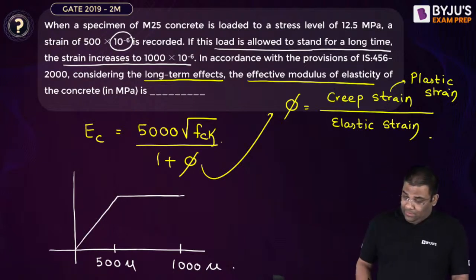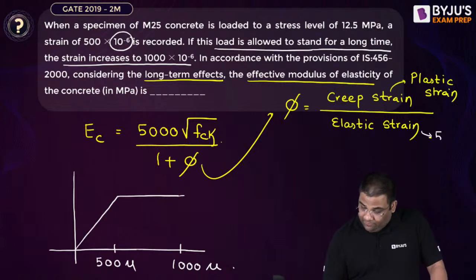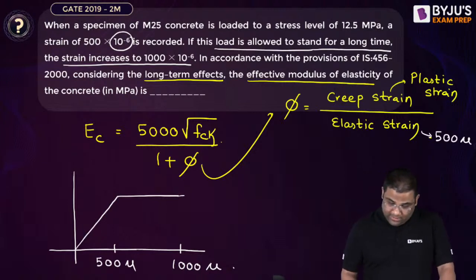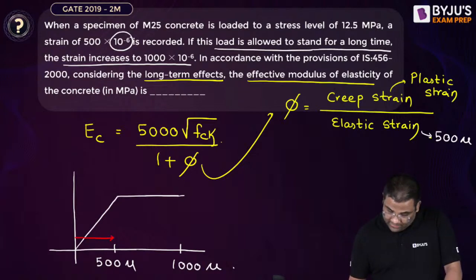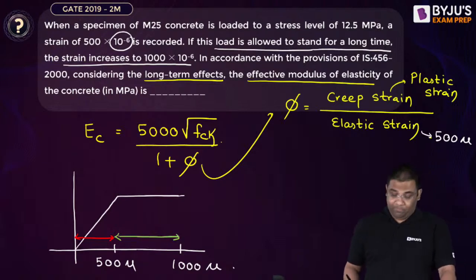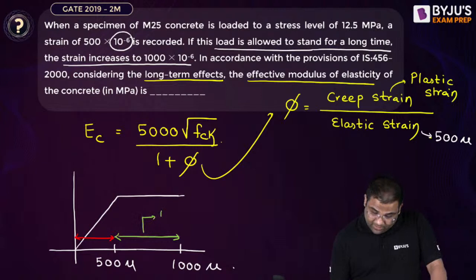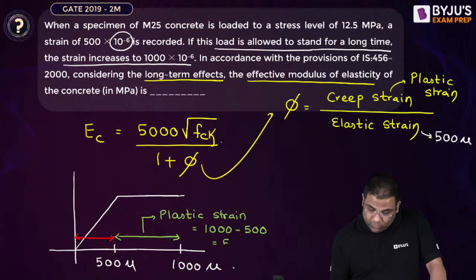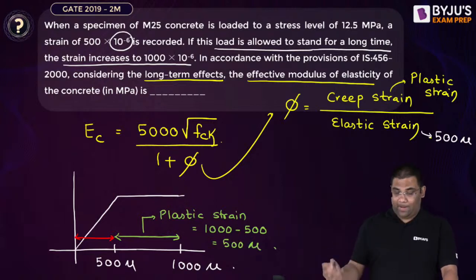Now see, elastic strain is 500 micron, no doubt about this. This is the elastic strain, and this is the plastic or creep strain. Now, what will be this plastic strain? This is not 1000. This plastic strain is also 500, because this is 1000 minus 500, right? That is also 500 micron.